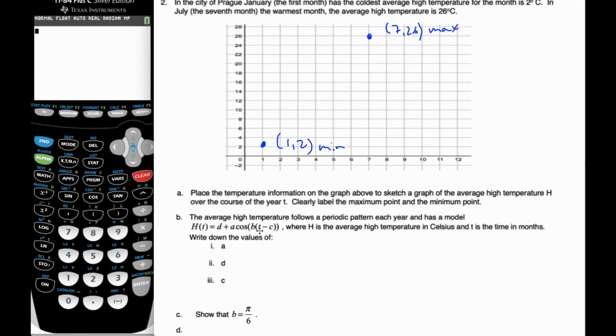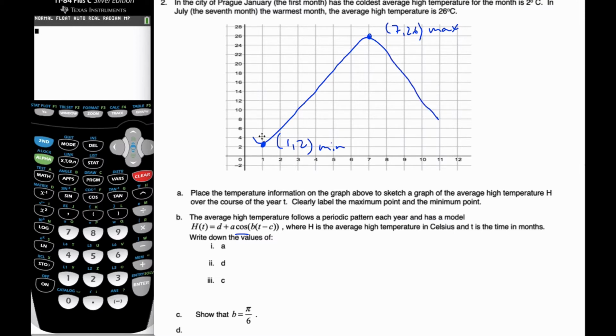All right, and so now the average high temperature follows a periodic pattern each year, and it has the model of this particular function here, cosine. H is the average high temperature in Celsius, and T is the time in months. Write down the values of A. So if this is the bottom, it means the graph is going like this and then back down again.